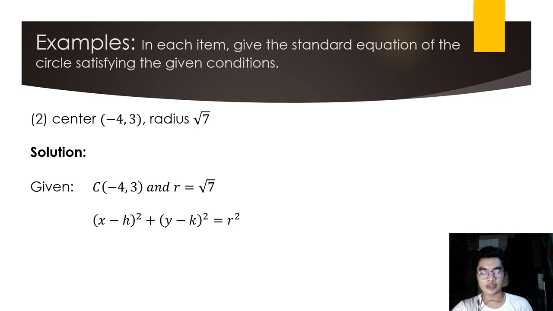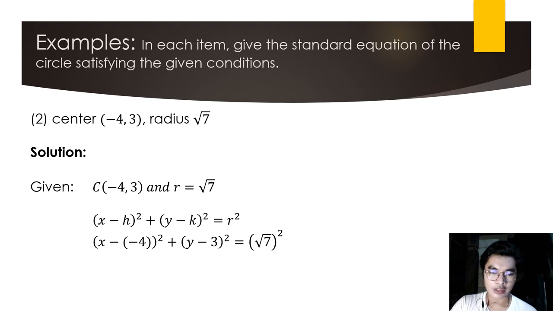So let us substitute all the given. We have the square of x minus negative 4 plus the square of y minus 3 equals the square root of 7 squared. So let us simplify this one.